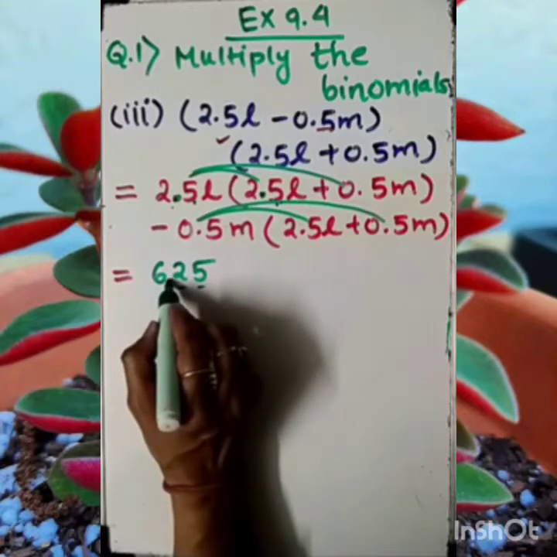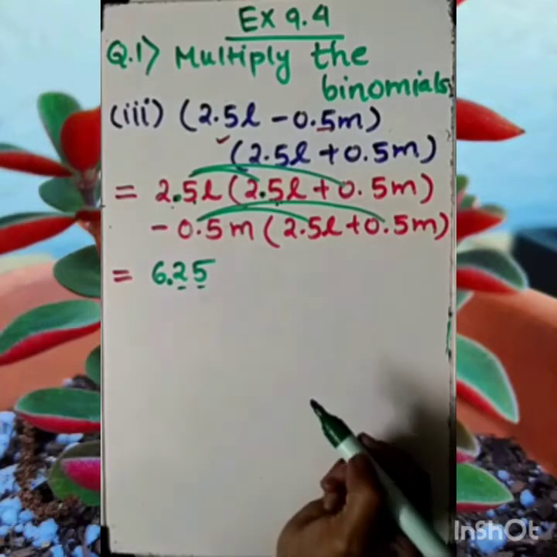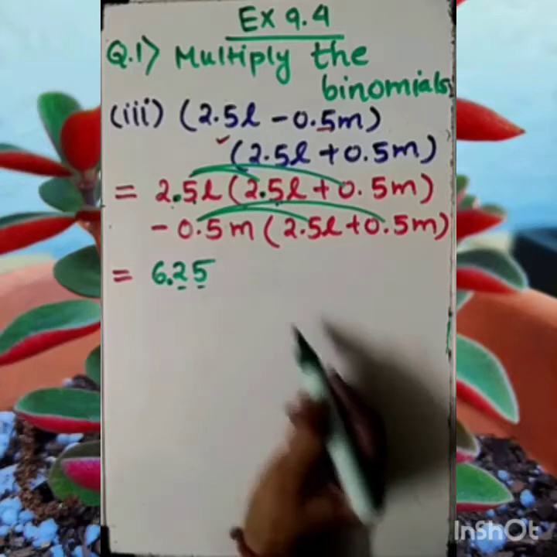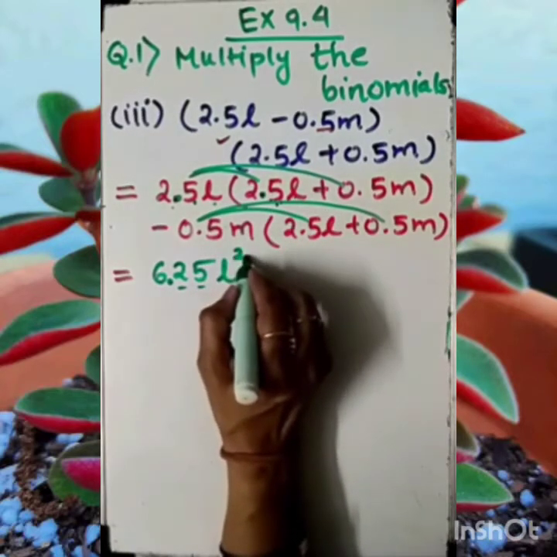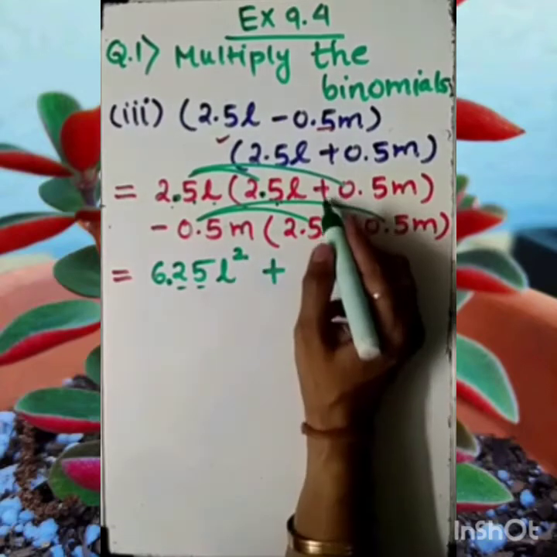So the decimal of this answer will come here, 6.25. And L into L gives the result L square. Here, and between that, the plus sign is there.